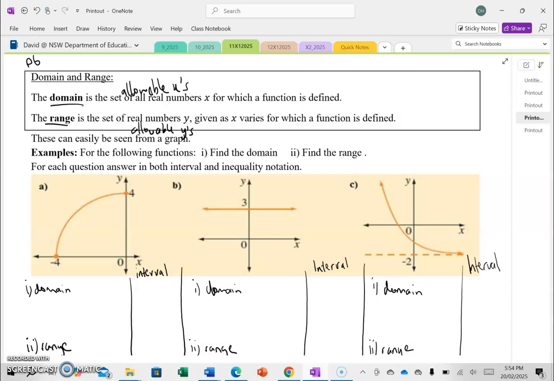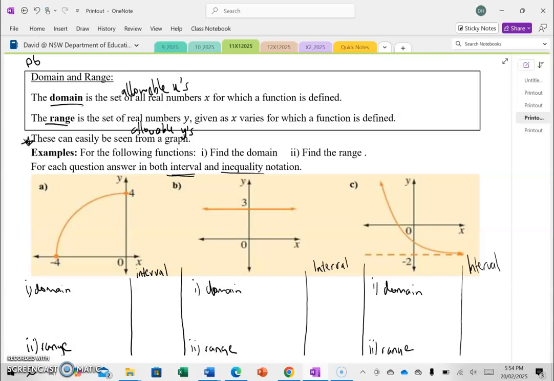Now you can write the domain and the range in interval notation. Usually that's the way they request it, and I would actually say that to be the default because that's what's mentioned in the syllabus. You can also put it in inequality notation, which is more the approach they did in the old syllabus, but it's good to know both, so we're going to look at both notations.